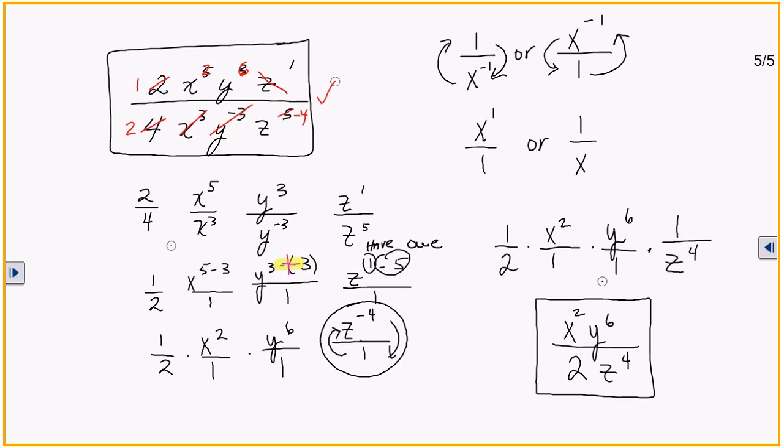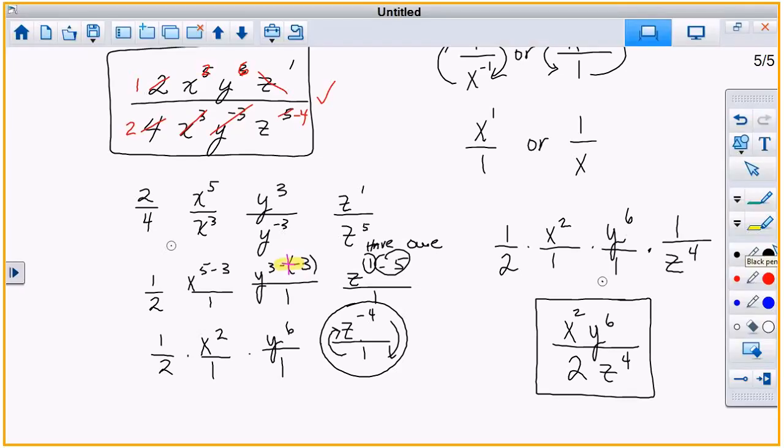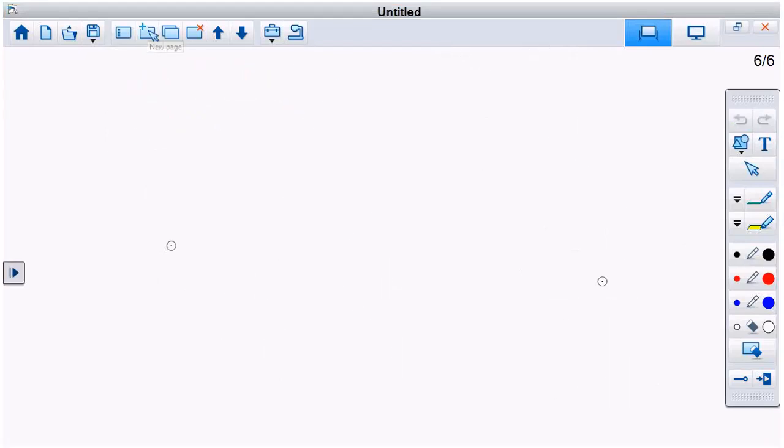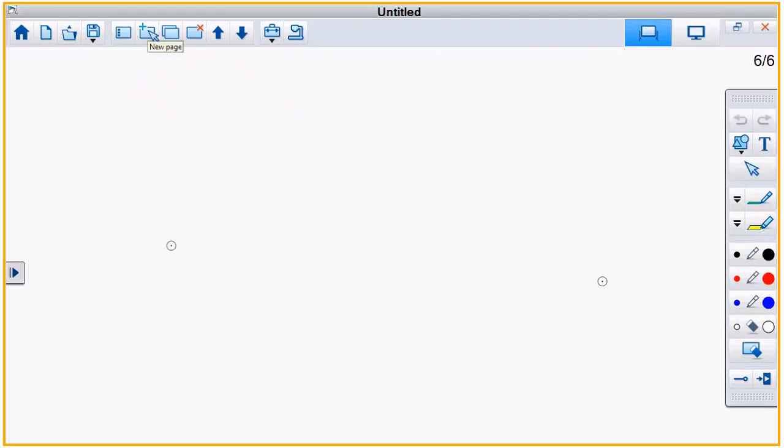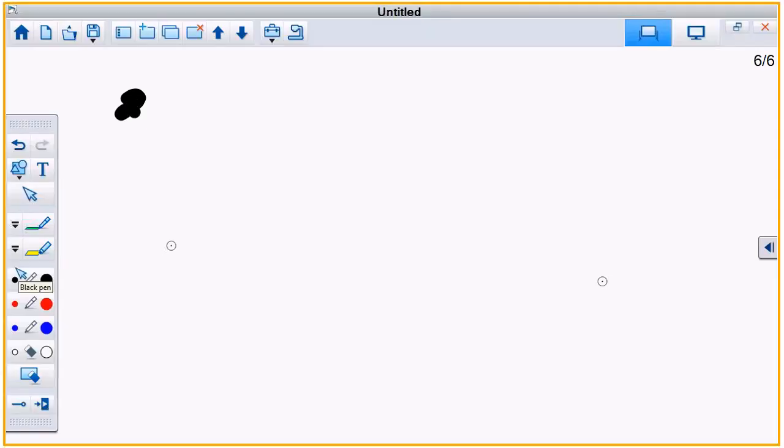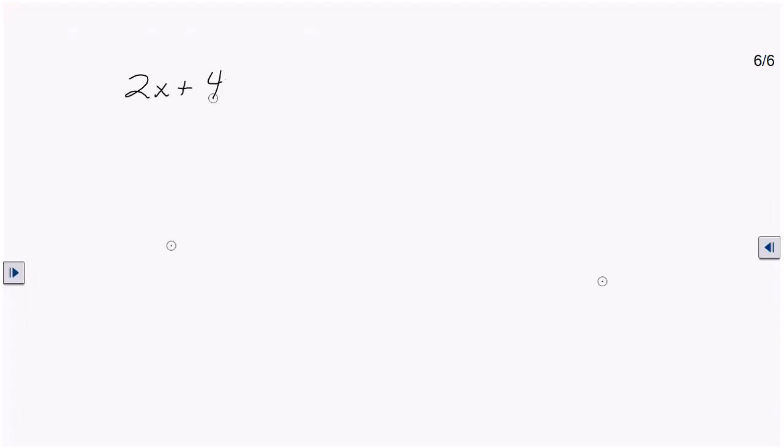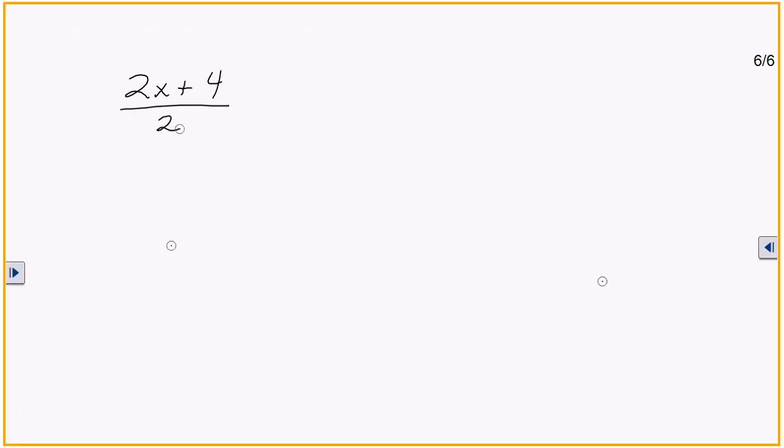Excuse me. Now, I've shown you 3 or 4 exponentially led expressions. Now, let's do a polynomial or a multi-term, whatever you want to call it, expression. 2x, oh my goodness, I don't know how that happened. I didn't hit anything. But all of a sudden, my pen has gone to extra, whatever. 2x plus 4 over 2. Now that is an expression.